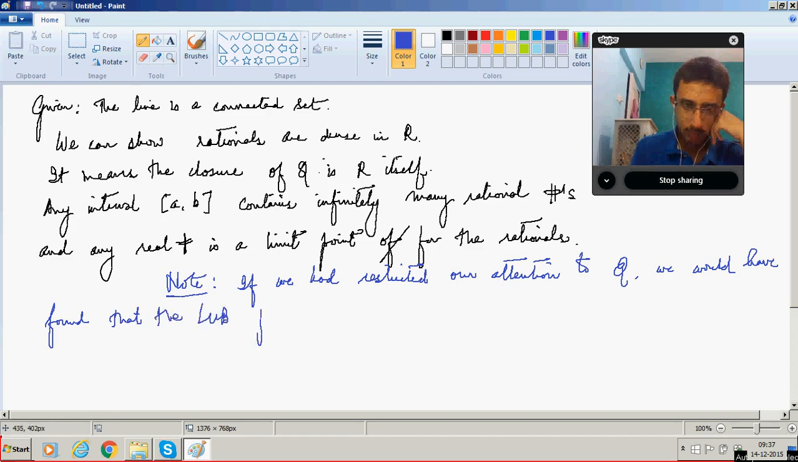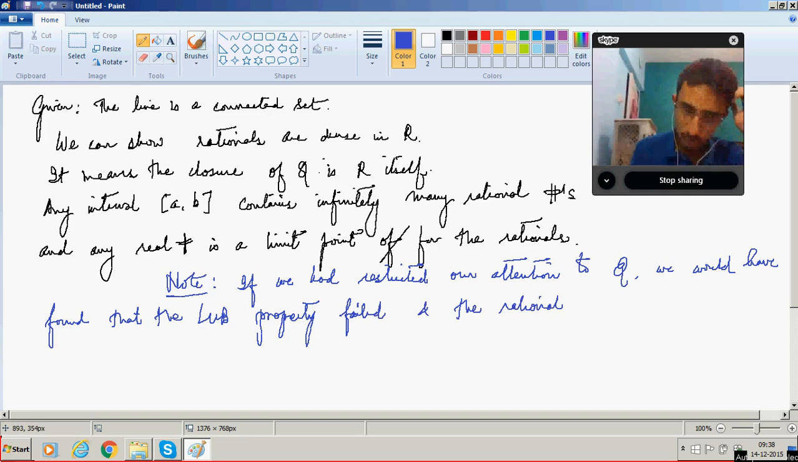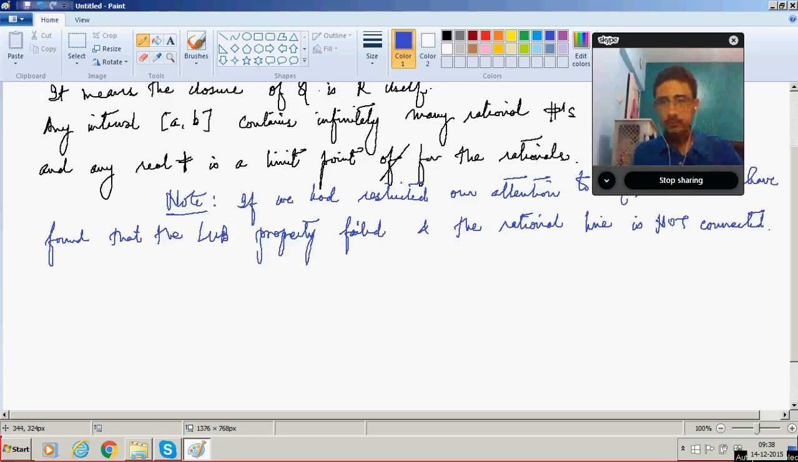the LUB property failed, and the rational line, by rational line we mean a number line which consists only of rational numbers. Rational line is not connected, meaning there are gaps. So who will fill the gaps? The irrationals. This then becomes the starting point of analysis.